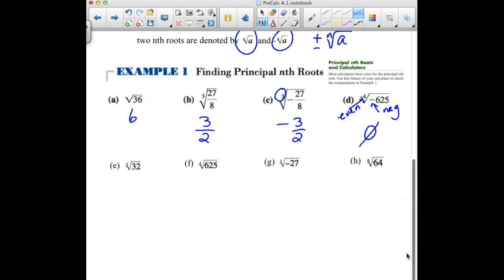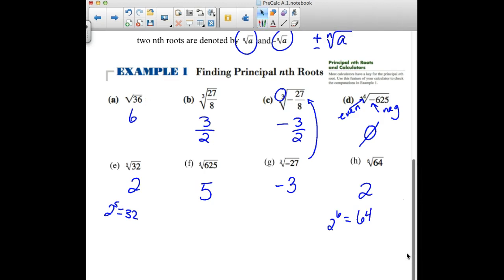E is asking for the fifth root of 32. That would be 2, since 2 to the fifth is equal to 32. 2 would be the root. The fourth root of 625 is 5. The cube root of negative 27, we did that one up here as well, would be negative 3. And the sixth root of 64 is 2, because 2 to the sixth gives us 64. Now, you do have a root key on your calculator, so you can check some of these. However, we want you to do as much as possible without the calculators.